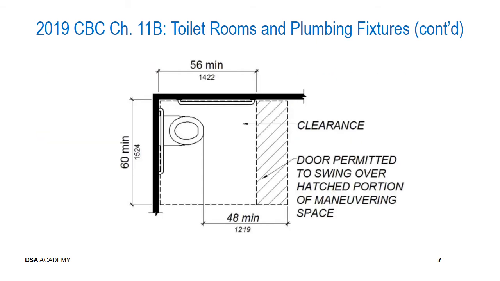This figure indicates the required clearances at a water closet. 60 inches minimum is required perpendicular from the sidewall. 56 inches minimum is required from the back wall. 48 inches minimum is required in front of the water closet, which also includes the hatched area that allows for a door to swing over the maneuvering space.